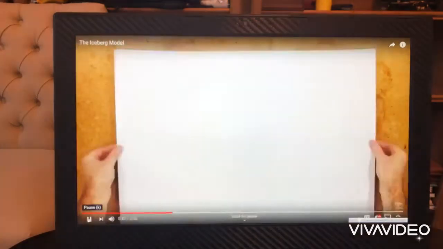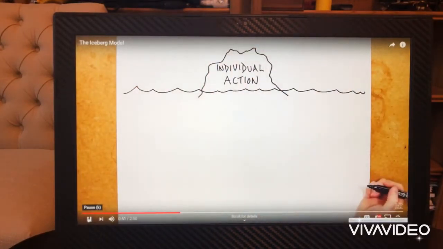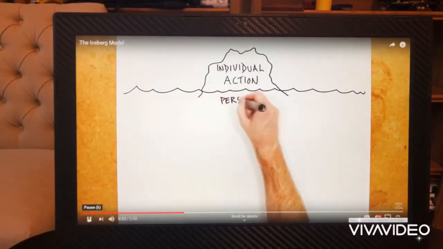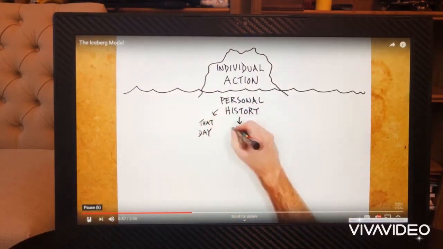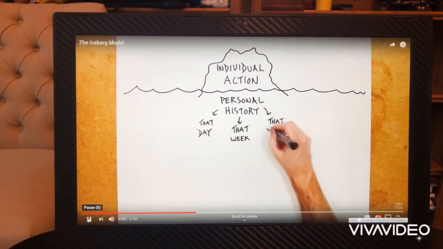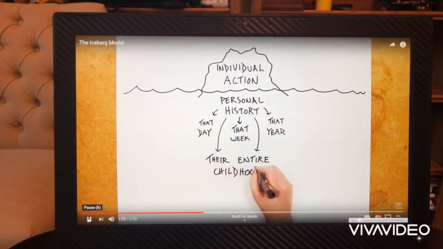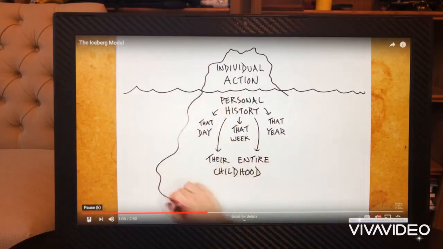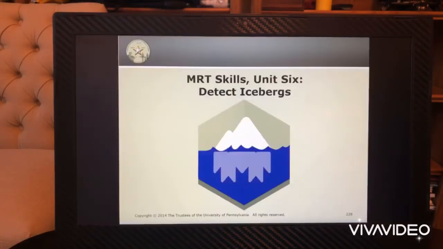For example, consider any individual action that someone takes. Underlying that action is a whole lot of personal history, from things that happened previously that day, earlier in the week, earlier in the year, and even things that were formed from childhood experiences. You can't deeply understand an individual action without exploring at least some of those things that live below the surface.